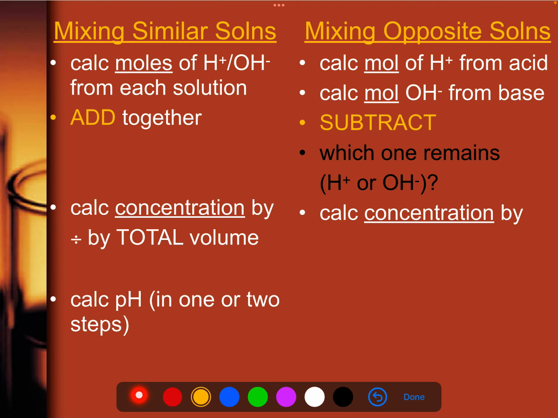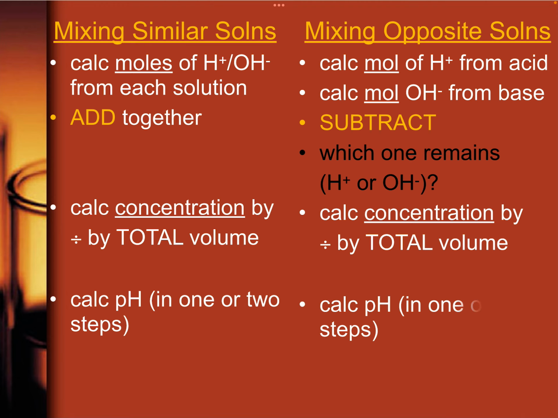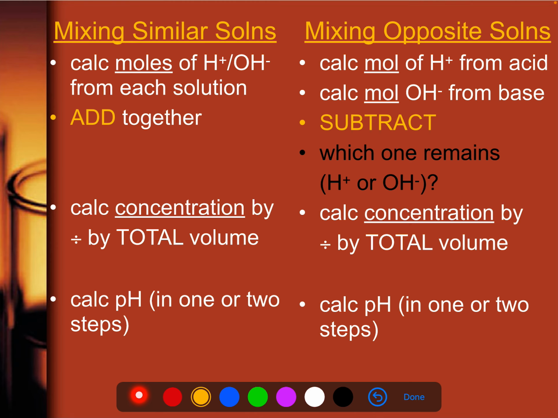Then the concentration is found by dividing that number of moles by the total volume to get the new molarity. And then yet again, we can plug in to solve for pH. But it all depends on whether we have excess hydrogen or hydroxide, as to whether that's going to be a one-step calculation or a two-step calculation. So let's look at this in action.